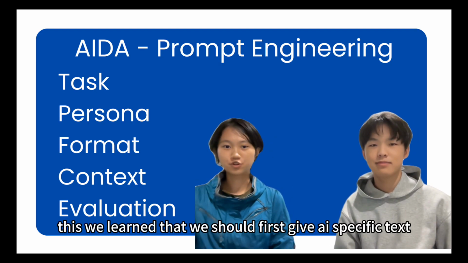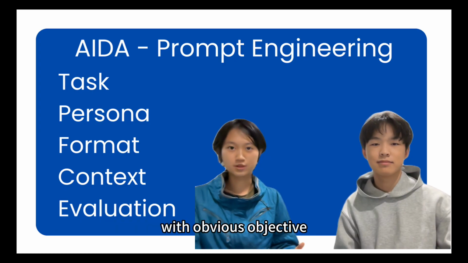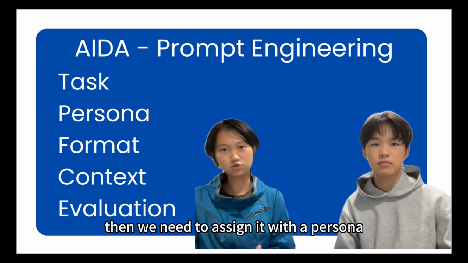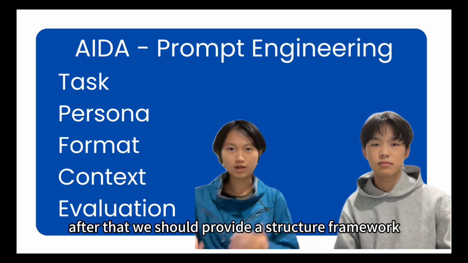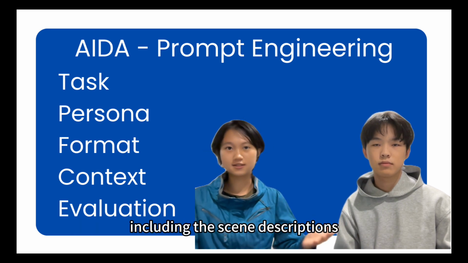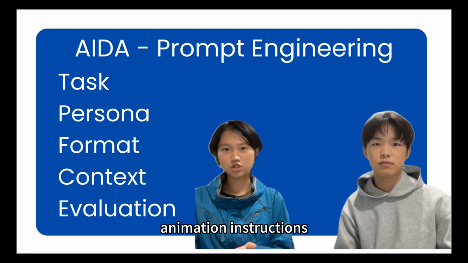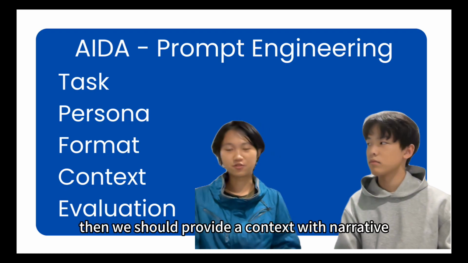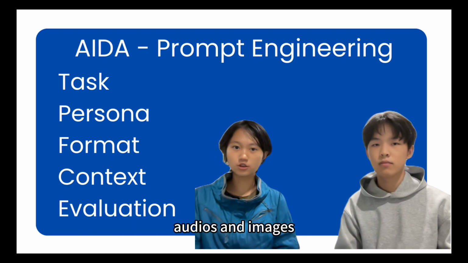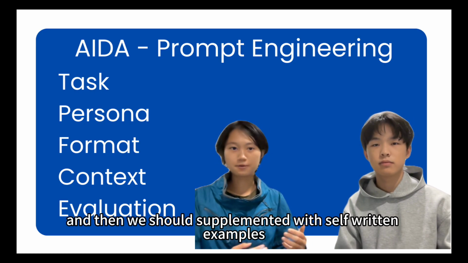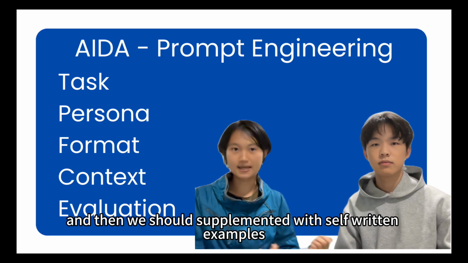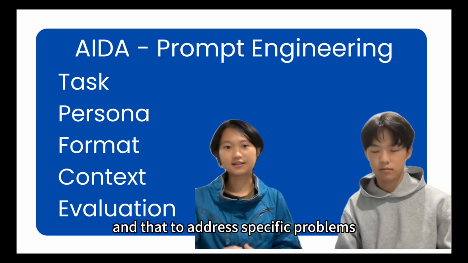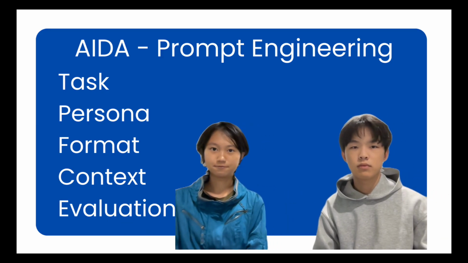We learned that we should first give AI specific text with an obvious objective. Then we need to assign it a persona. After that, we should provide a structured framework, including the scene descriptions, animation instructions, and the key considerations. On top of that, we should provide context with narrative audio and images, and then supplement it with self-written examples. And with the interaction, we should provide AI feedback that addresses specific problems.